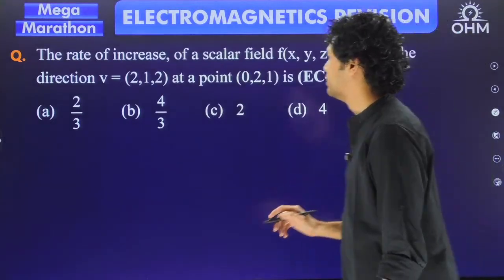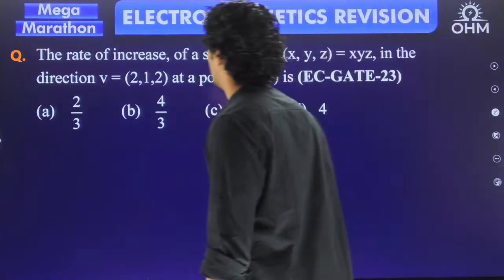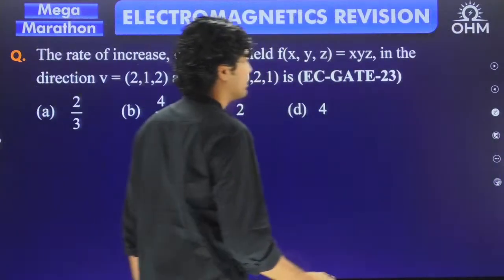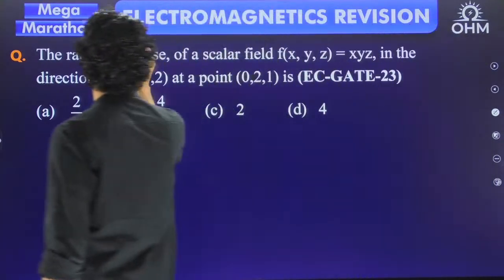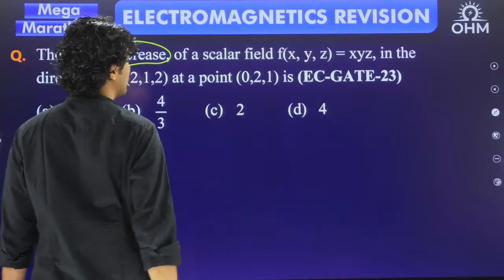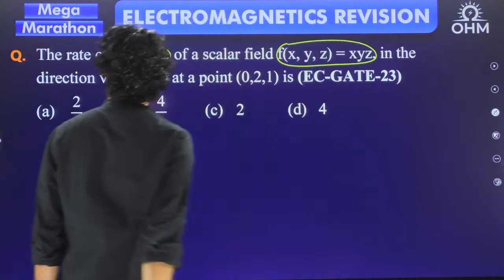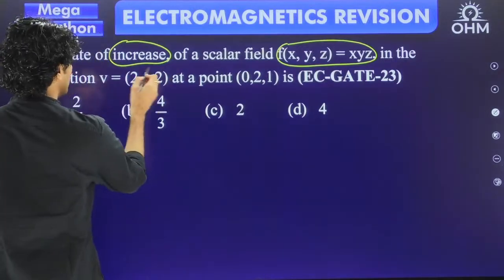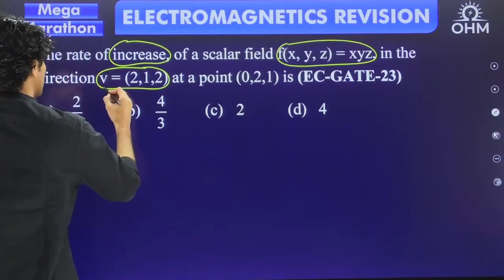A very recent question, easy, I think it was a 1 mark question. The rate of increase, please notice, increase means what? I will take only the positive sign. Rate of increase of a scalar function. The function is given to me as nothing but xyz, in the direction v. The notation used by the examiner is v.